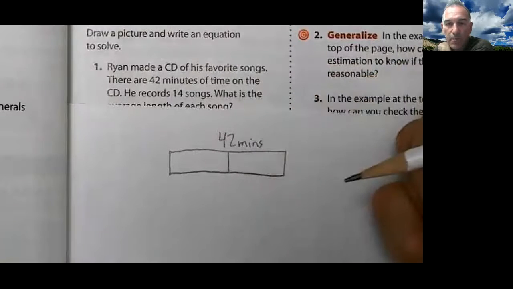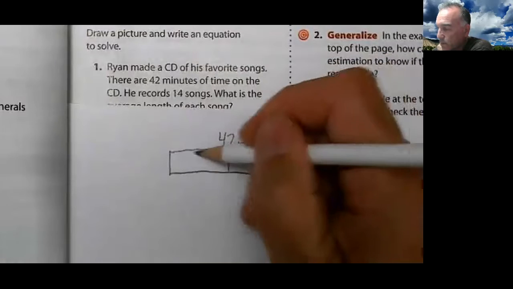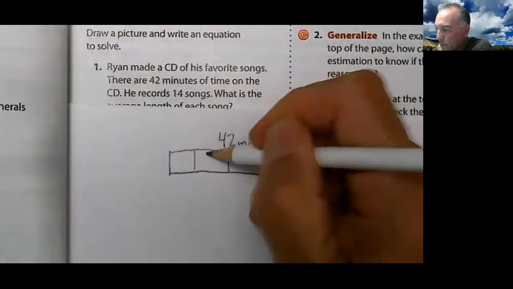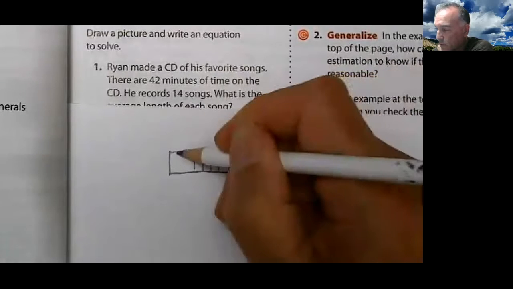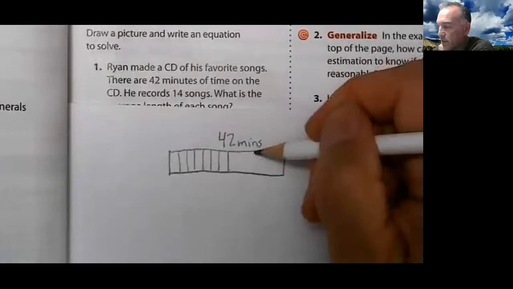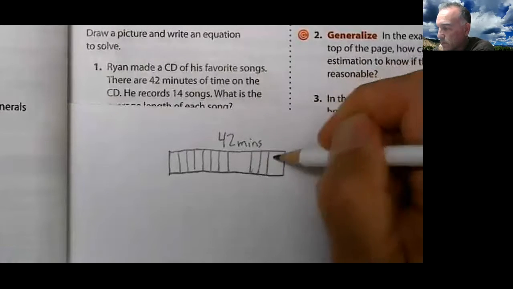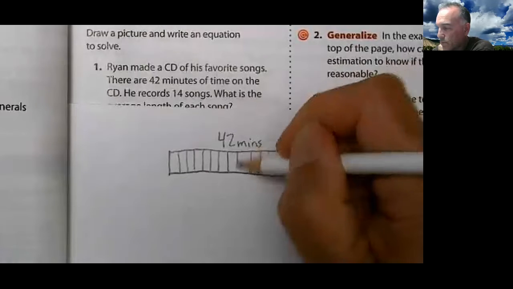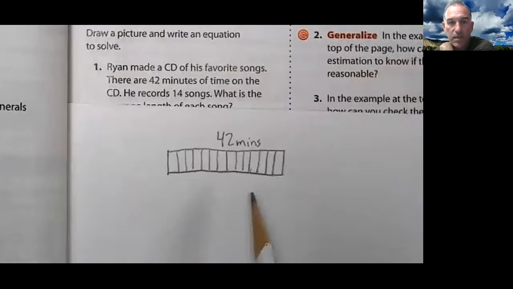So I'm going to split that right in half. Let's see if I can get 14. There's 4, 5, 6, 7. I'm going to put another 7 on this side. There's 14 total. I could even count them if I needed to.